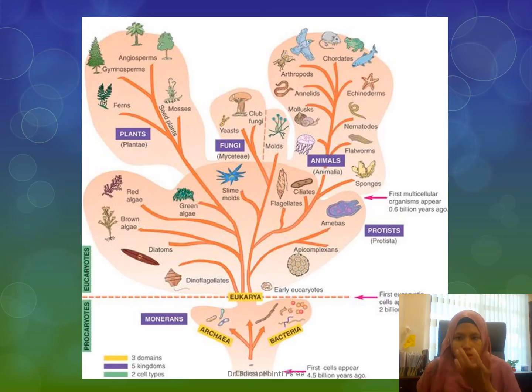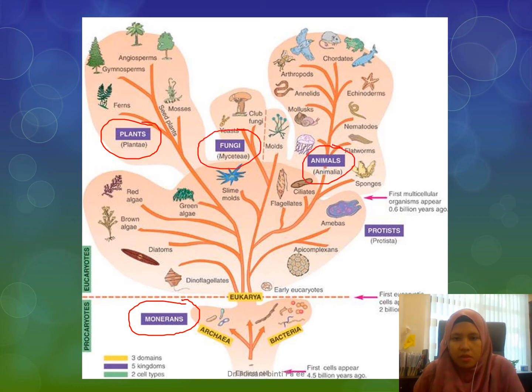Okay, so again, back to this diagram. Right now we're looking at the kingdoms. So the kingdoms are the purple ones. Okay, so we have, just now, Monerans, Plants, Fungi, Animals, and also Protists. Okay, so by looking at this diagram, we know there are 5 kingdoms. Okay, and then only one is prokaryotes, and the other 4 are eukaryotes. Okay, so that's the first thing that you can see, the differences or the similarities between the kingdoms.